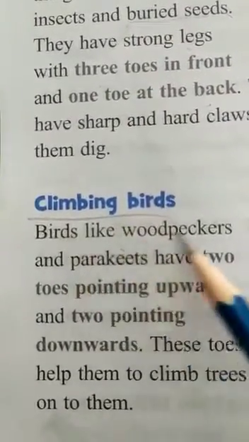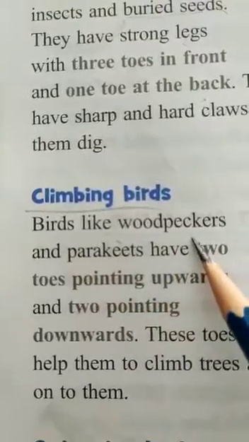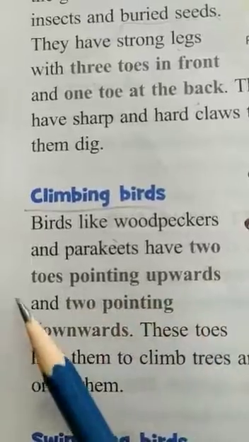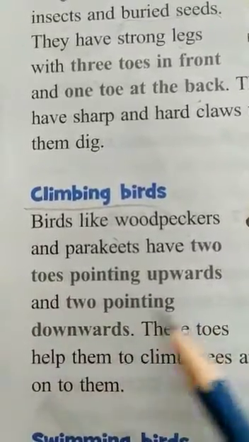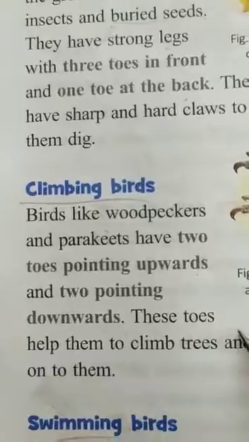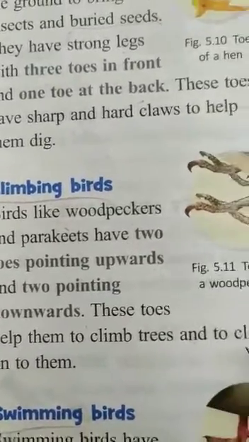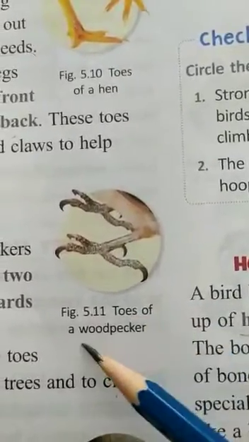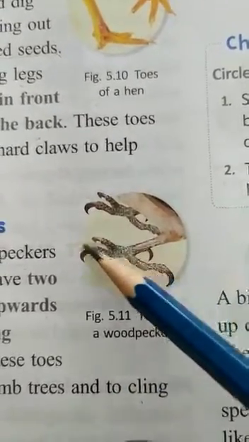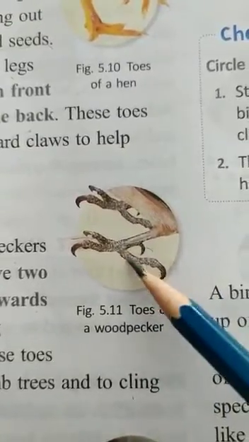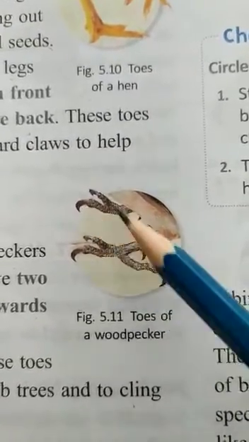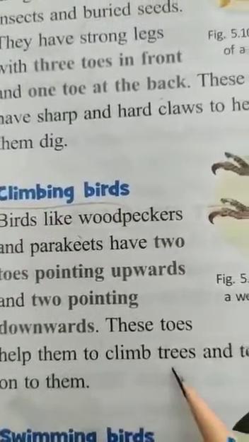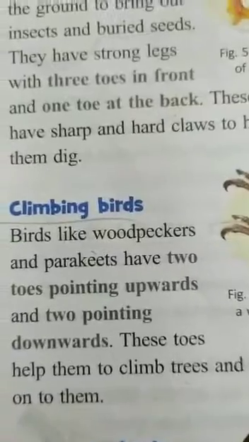Climbing birds. Climbing birds like woodpeckers and parakeets have 2 toes pointing upwards and 2 pointing downwards. These toes help them to climb trees and to cling onto them. So these are the toes of a woodpecker. 2 toes at front, 2 toes at back. This helps them to climb the trees and cling on to them.